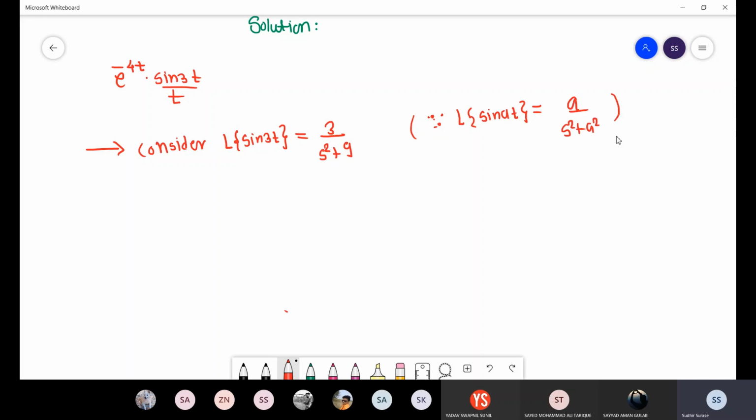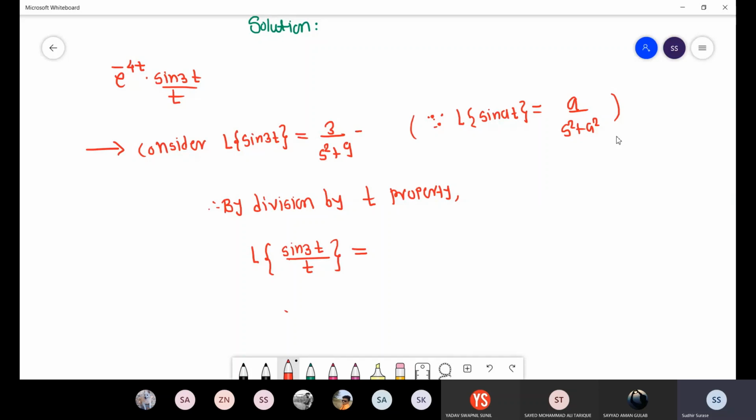So therefore, by the division by t property, we have the Laplace transform of sine 3t whole divided by t, and it is equal to the integration we have to take of this term.